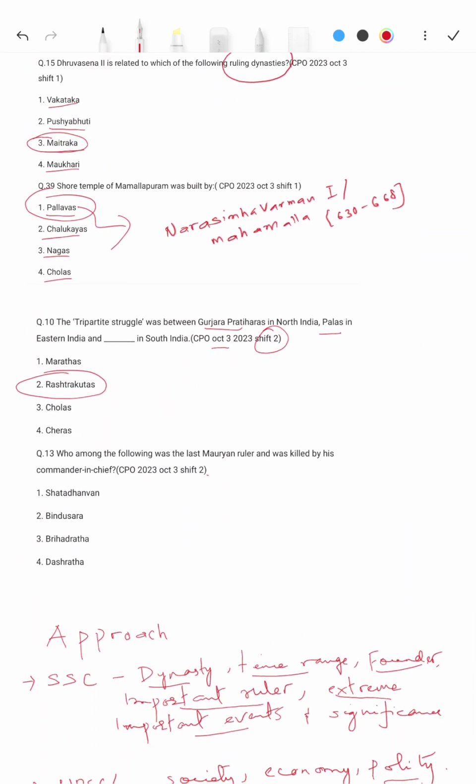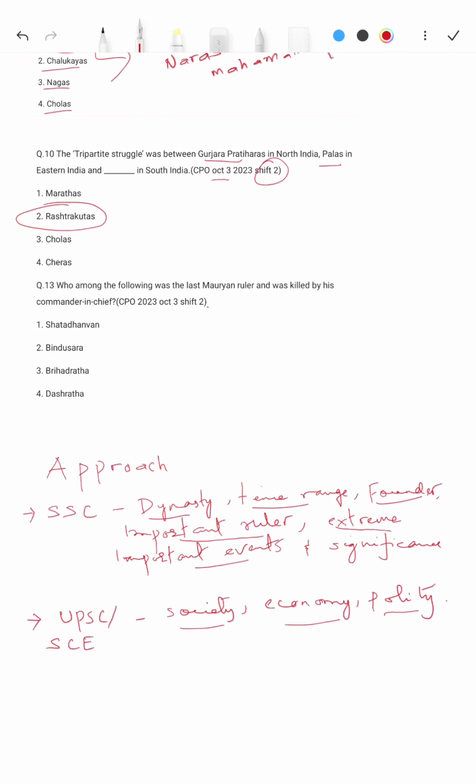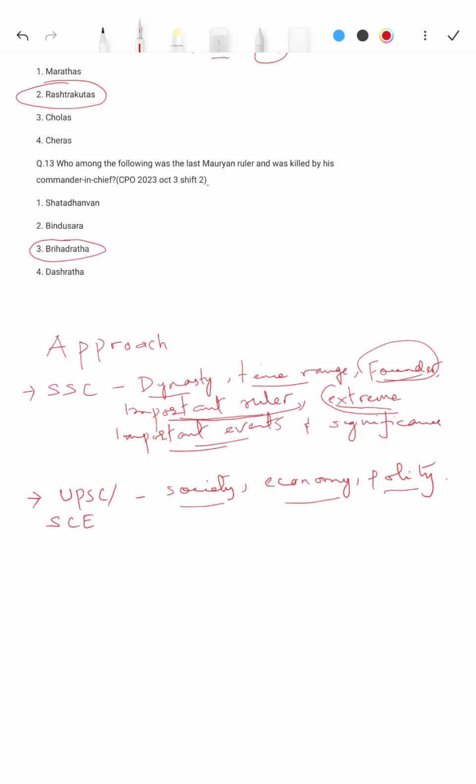Then, who among the following was the last Mauryan ruler and was killed by his commander-in-chief? October 3 Shift 2. So when you study the Mauryan ruler dynasties and the kings, you will be able to answer that it is Brihadratha. So by keeping in mind the mind map, it will help you solve many of the ancient history questions from any competitive exams. So now the question is how to approach ancient India history based on the following exams.